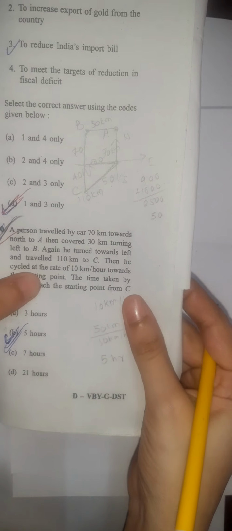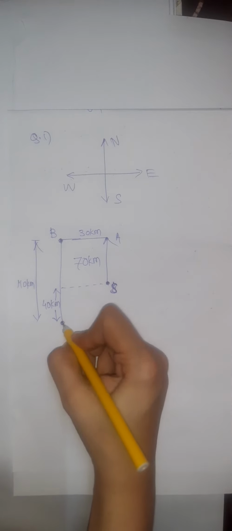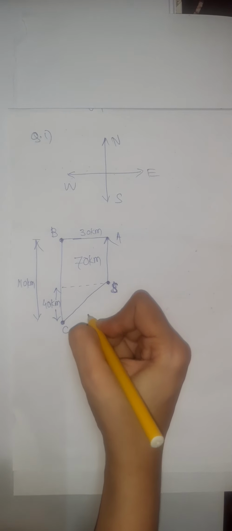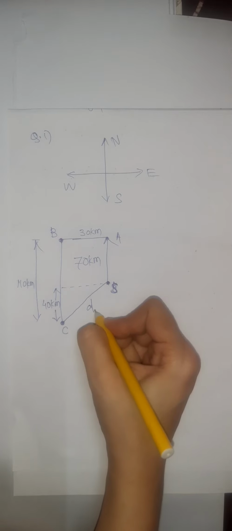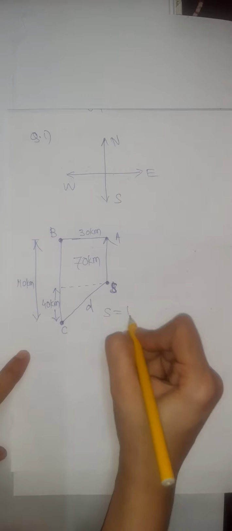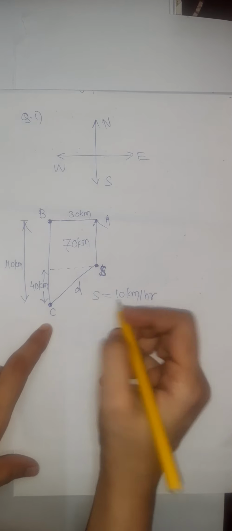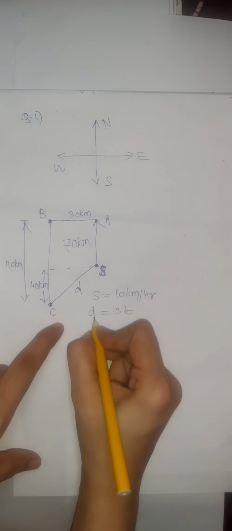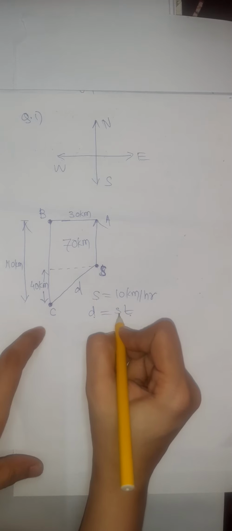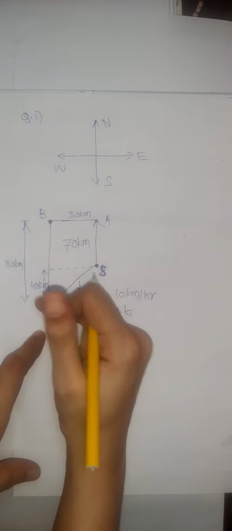Then he cycled at the rate of 10 km per hour towards the starting point. So from C, this is starting point, he is travelling in this direction. Suppose this distance be D and he is travelling from C to S at a speed of 10 km per hour. So that D is equal to S into T, we know all, that is distance is equal to speed into time. Now here speed is known, distance we can find out by using this.